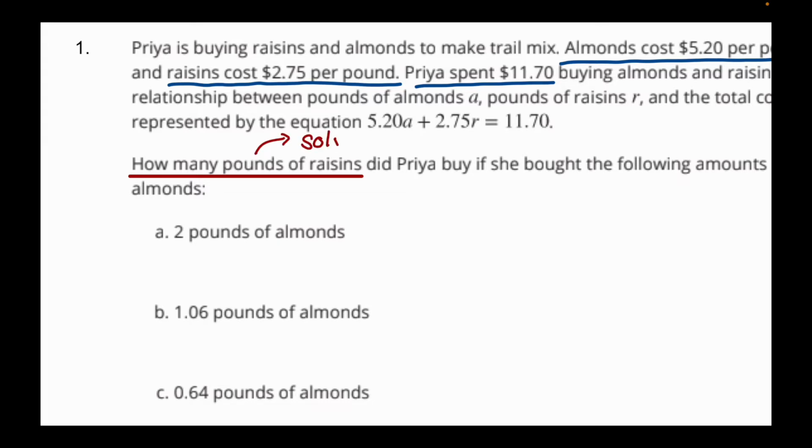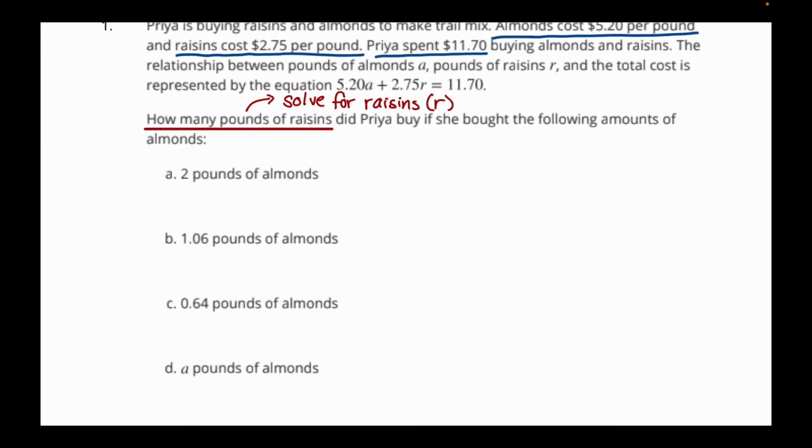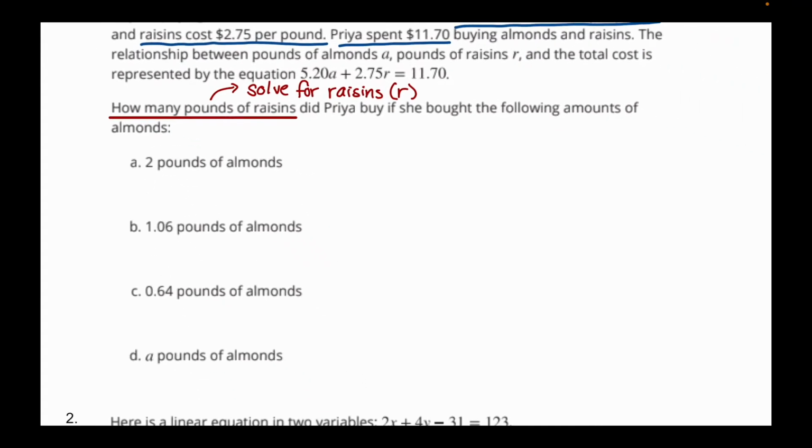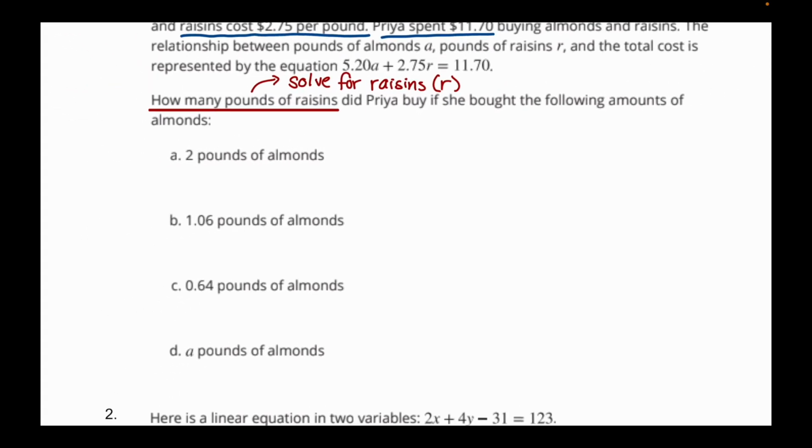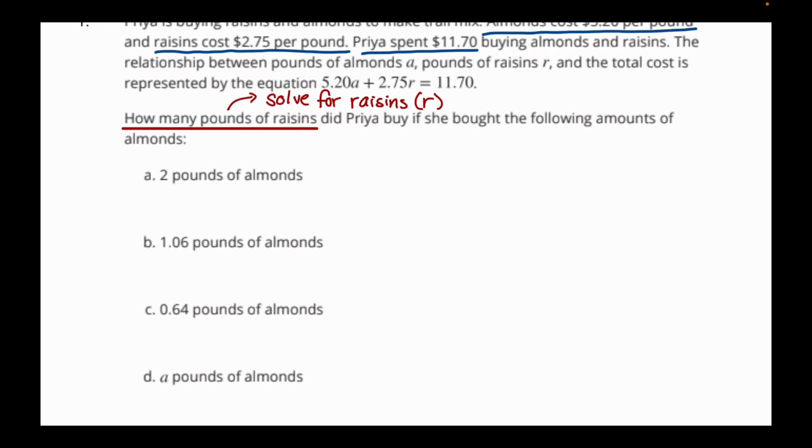So I want to solve for raisins. And raisins is R. And that's actually what we're going to do for part D, so we'll get there in a second. So generally, the way our prices work is we would multiply by whatever our cost per pound is, and then we would have a total.